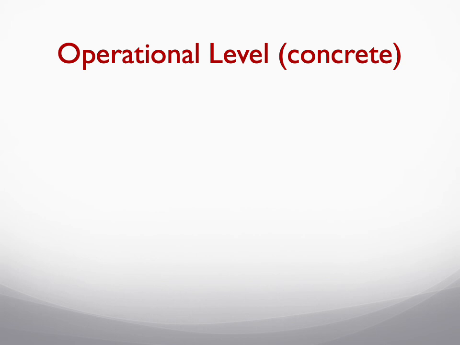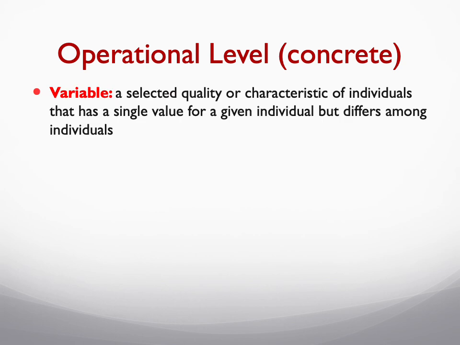And as we continue this process, we're going to be moving into what we call the operational level. Again, I'll pose some definitions here, and then we'll look at some examples of how these manifest in a hypothetical research scenario. So when we're moving from that concrete level to what we call the operational level, we're starting to get more interested in what we would call a variable, which is a selected quality or characteristic of individuals that has a single value for a given individual, but differs across many different individuals.